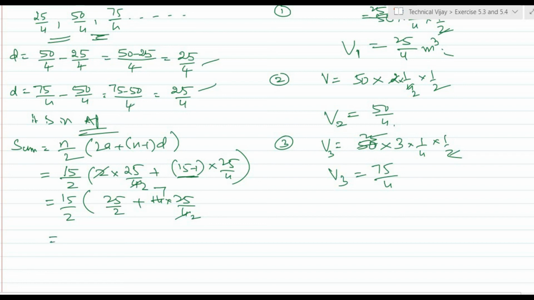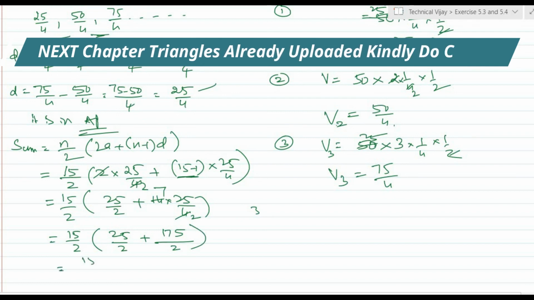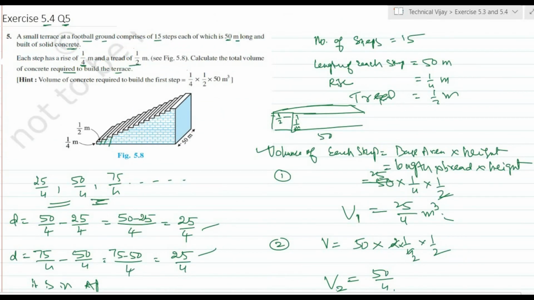So 15 by 2 into, here 25 by 2 plus 25 into 7, that is 7 fives are 35, 7 twos are 14 plus 3 is 17, divided by 2. So 15 by 2 into 25 plus 175, that is 200, divided by 2. Then 15 into 100 is 1500 cubic meters. This much volume of concrete is required to build this structure. Okay. Thank you.